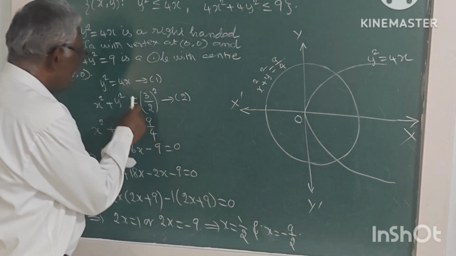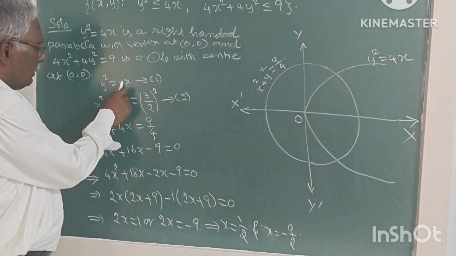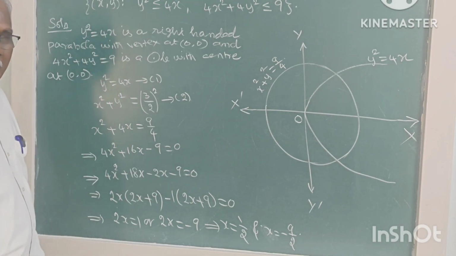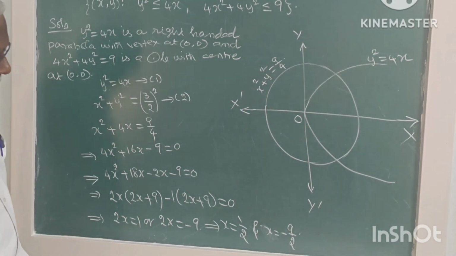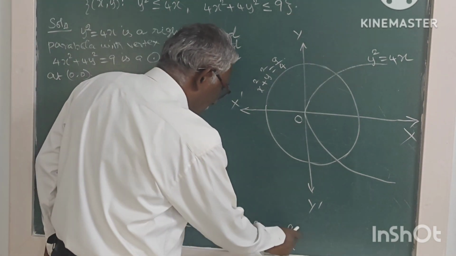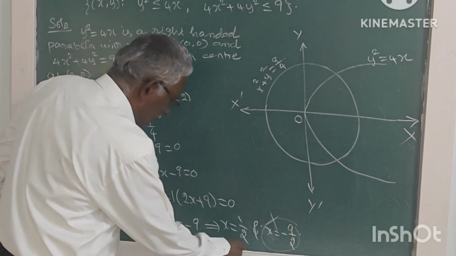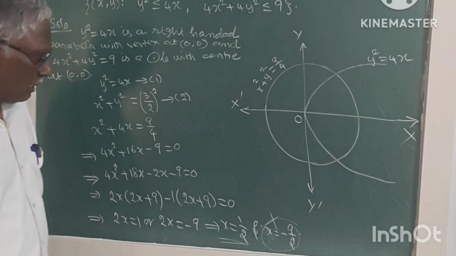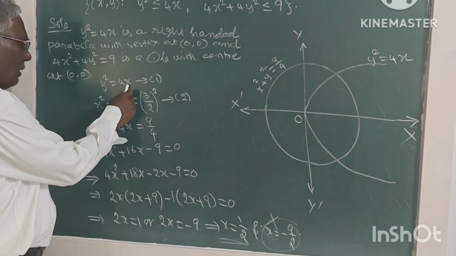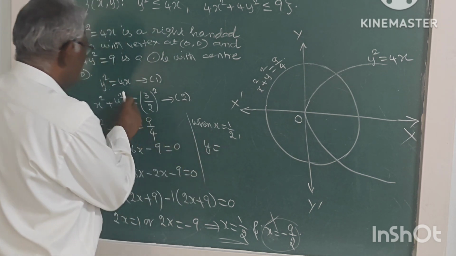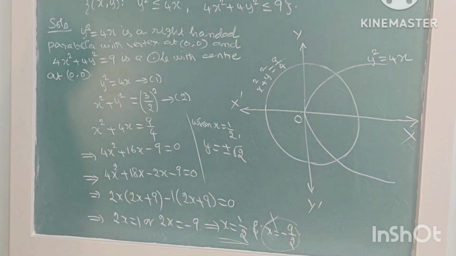If you put x equal to minus 9/2, then y² is minus 18. We will not get any real values, so this we are not taking. We will be taking only x equal to 1/2. When x is 1/2, y is equal to plus or minus root 2.